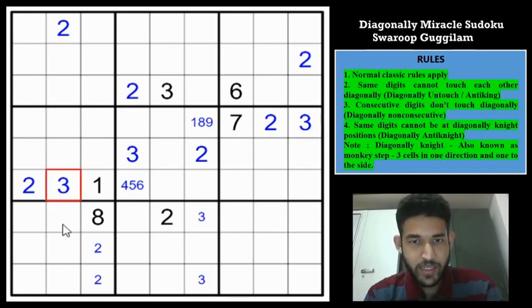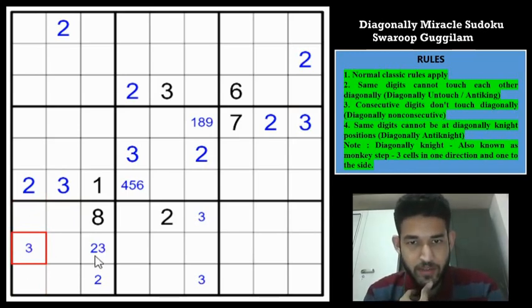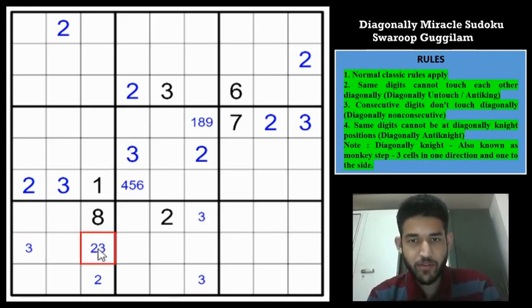And now look at this 3. It eliminates the 3 from these 3 cells. 3 can't be here because of the untouched rule. So 3 would have to be either in this cell or this cell. Right? So can we eliminate the 3's from here? Okay. This 3 is at a monkey step away from this 3.